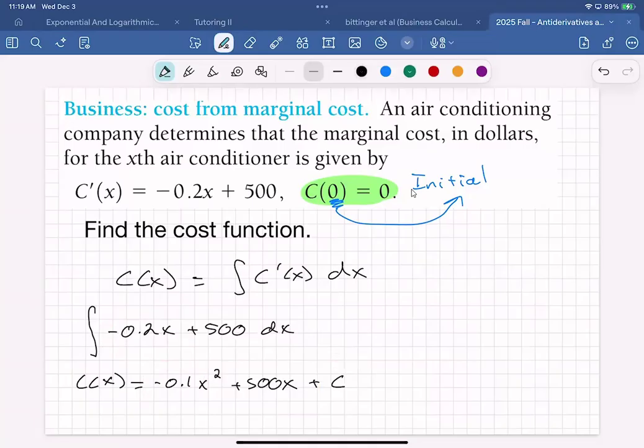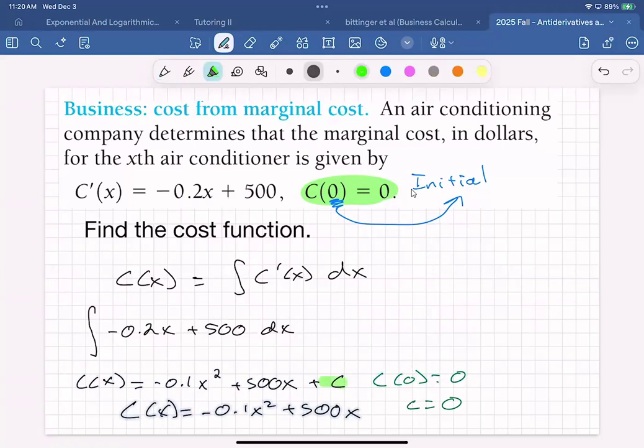The reason you get away with it if you forget it is that C of 0 is 0, so that means my constant term needs to be 0. So the actual function we're looking for will be C of x equals negative 0.1x squared plus 500x. But that's a situation where, now that I'm dealing with something that's not a definite integral, I'm not trying to find the area under the curve or all these different perspectives that can come with it. I just want the function itself. Don't forget about your constant term.